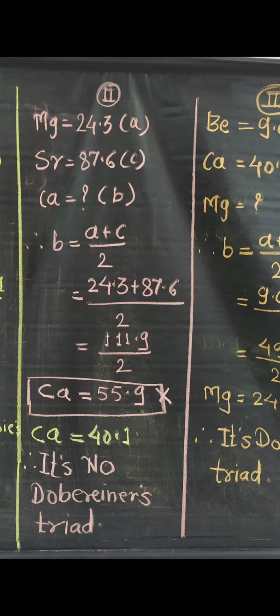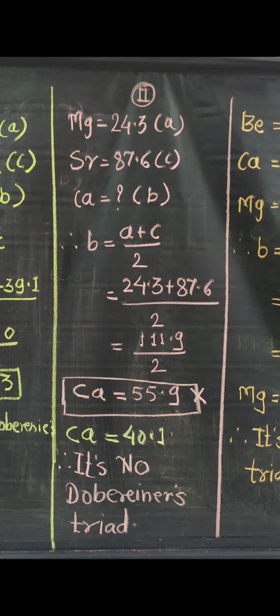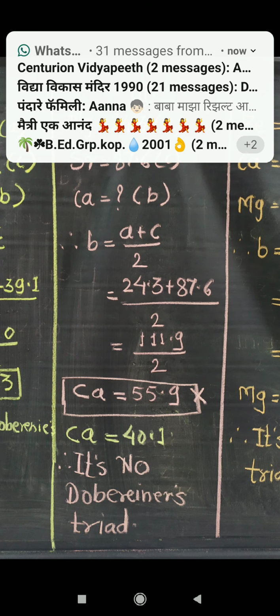According to Dobereiner's law, you can see here A plus C divided by 2, we are filling in the values of the atomic masses. 24.3 plus 87.6 divided by 2, 111.9 divided by 2, and that Ca is equal to 55.9. So the actual atomic mass of Ca is 40.1. So it's not a Dobereiner triad.